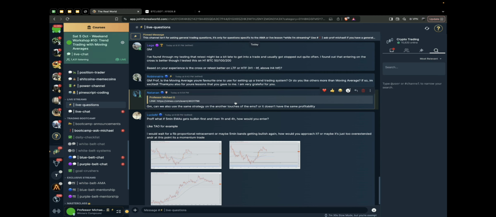Leggy, GM. Found some testing. The retest might be a bit late to get into trade and usually get stopped out quite often. I found that entering on the cross is better. Though I tested this 1 hour, 50, 100, 200. Based on experience, the cross retest better on low time and high time frame. No difference.